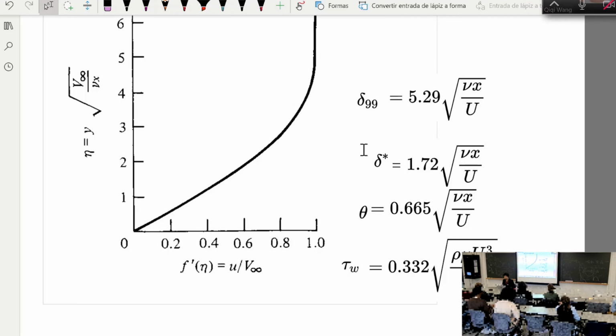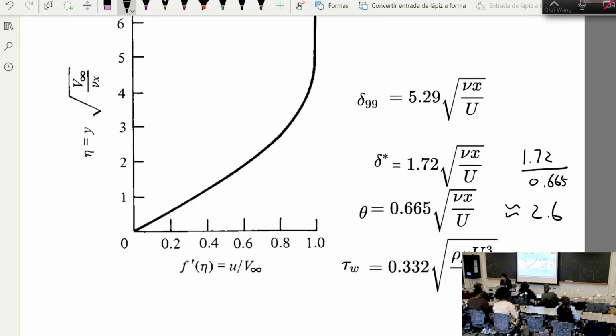one thing I do recommend you to remember is actually the ratio between the displacement thickness and the momentum thickness. The ratio turns out to be about 1.72 to 0.665, which is about 2.6. So that's defined as the shape factor, right? The ratio between the displacement and the momentum thickness.